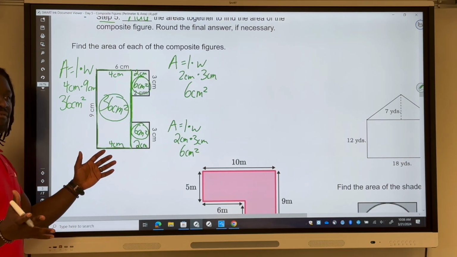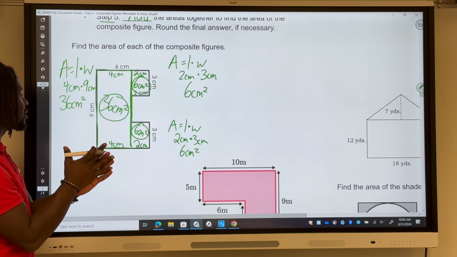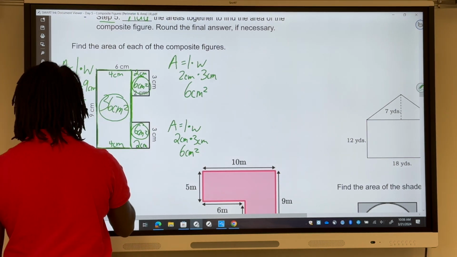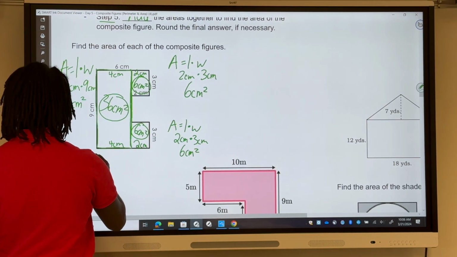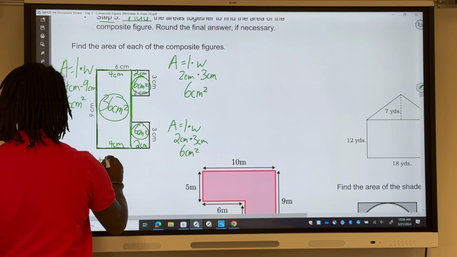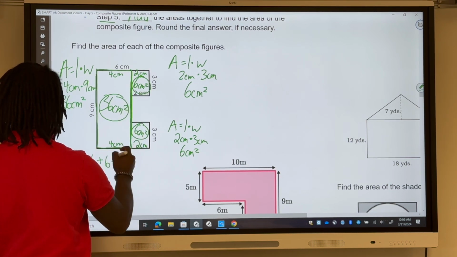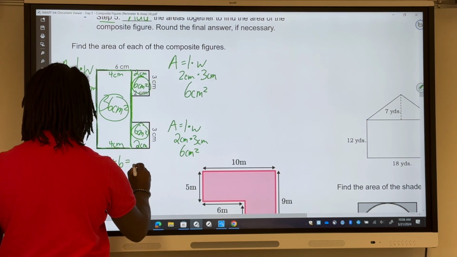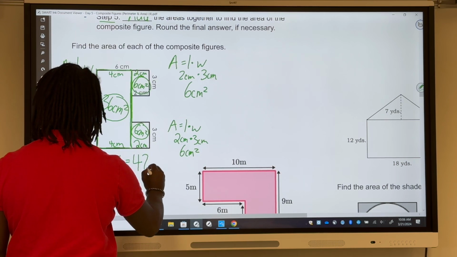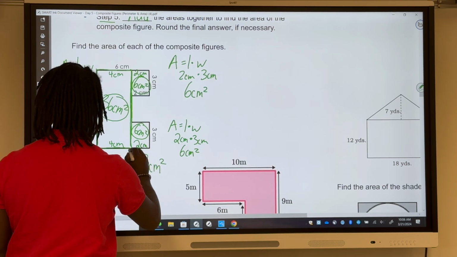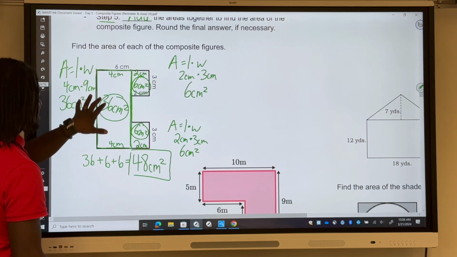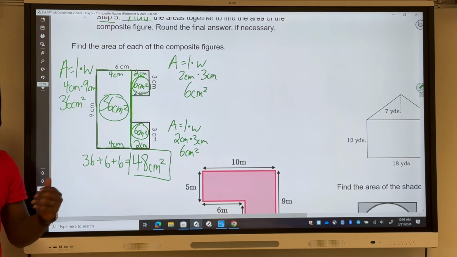In step 5, the final step, is to add all of those together. So I'm going to do 36 centimeters squared plus 6 centimeters squared plus another 6, and that is going to give me 48 centimeters squared, and that is the area of the entire composite figure.